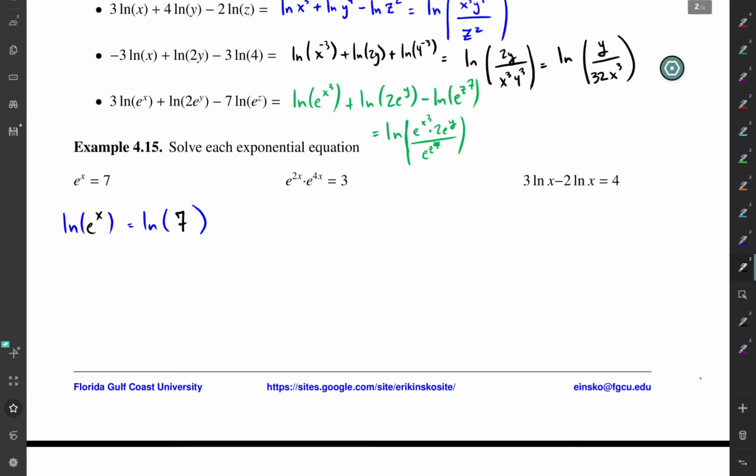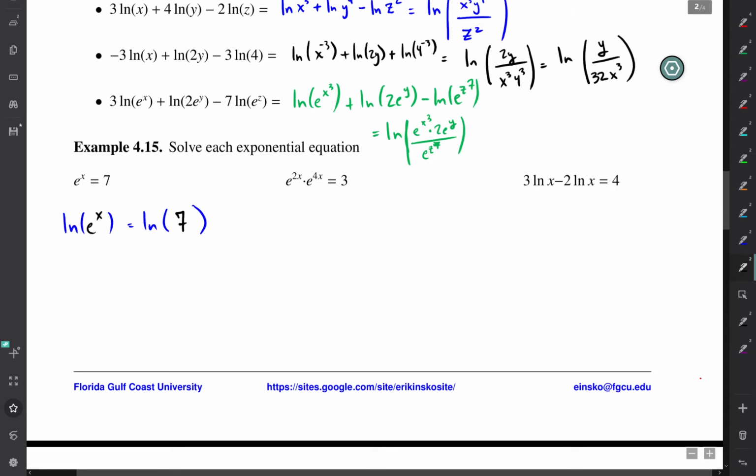And because the natural log is the inverse of e to the x, we know that natural log of e to the x is just x. So we get that x equals the natural log of 7, and that's the answer to the equation. We found the exact x value that satisfies that equation.